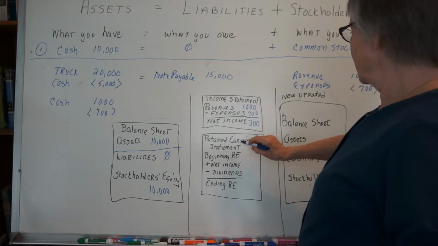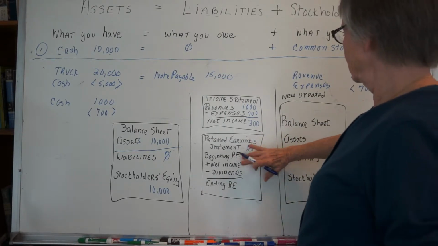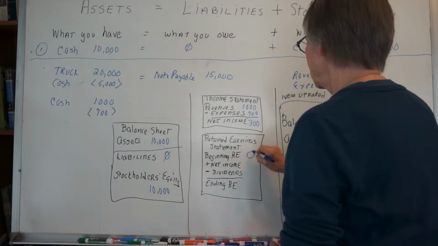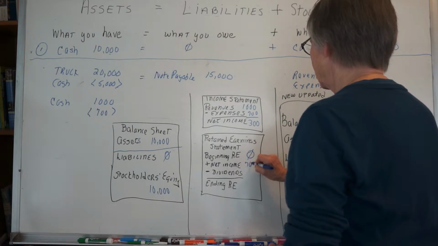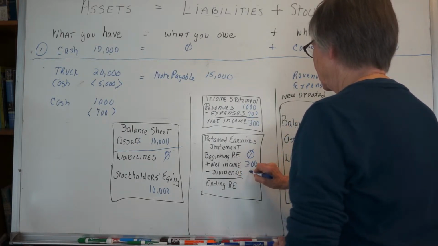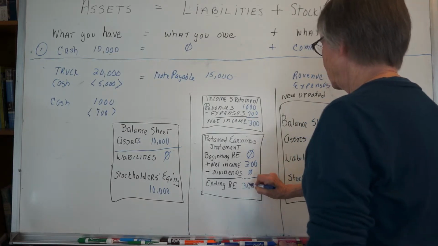Okay, so now we do a retained earnings statement. We started at 0 because our company just started. Beginning was 0. Net income 300. Dividends 0 because I'm not going to confuse things. And so our ending retained earnings is 300.